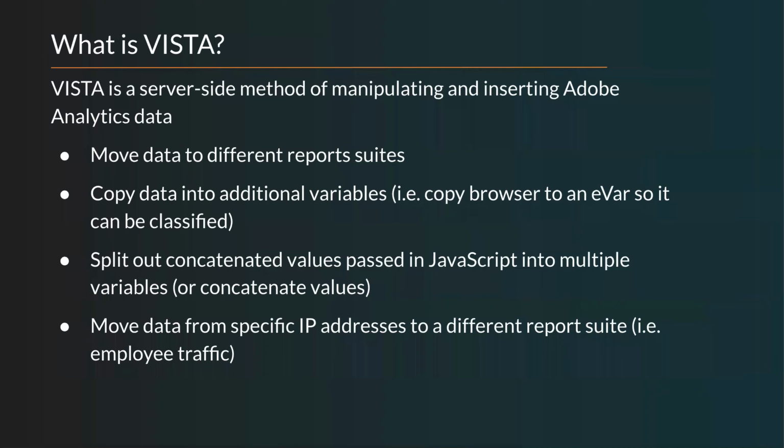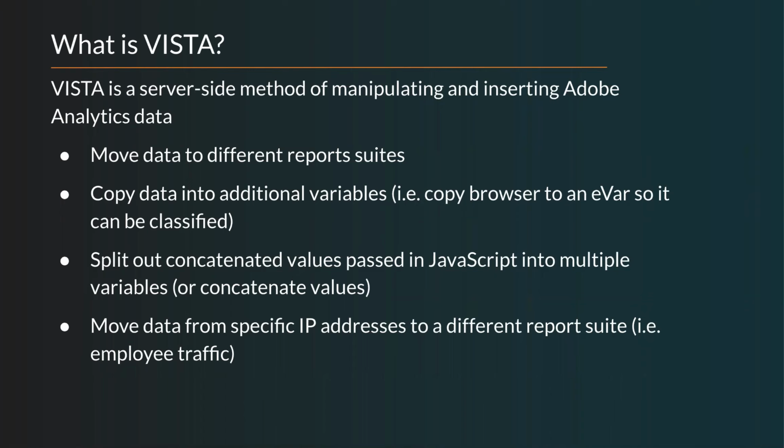Another example of where you might use a VISTA rule is to split out concatenated values. Maybe your developers are concatenating a bunch of values into a particular string, but you want to split it out and put different parts into different eVars and different sProps. Or conversely, you might have a bunch of data coming in from your data layer, and you decide you want to concatenate that together into one eVar because maybe you're running out of eVars, and then you use maybe a rule builder classification to later split that out.